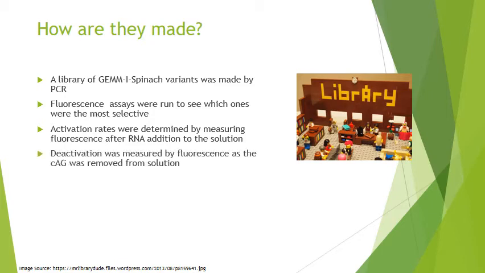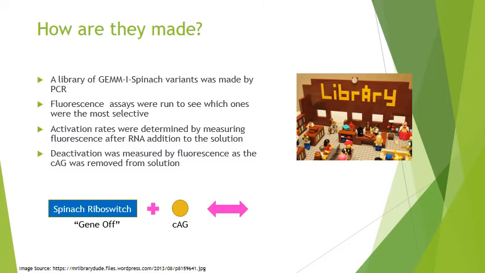And then the deactivation rate was determined by measuring fluorescence as the CAG was removed from the solution by a buffer. And the most selective variant was then used in live cell imaging of E. coli. So here you can see that the riboswitch is off because it's not interacting with the CAG molecule. But when you add it in, it turns on the gene and you get a green fluorescent enzyme.